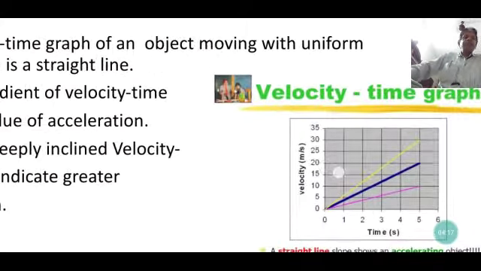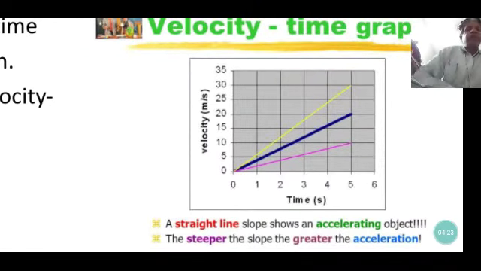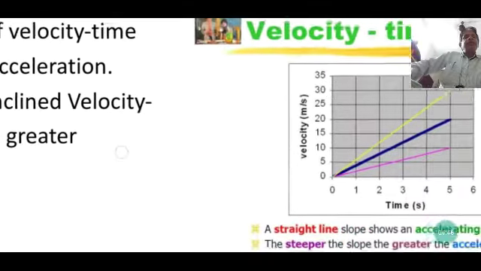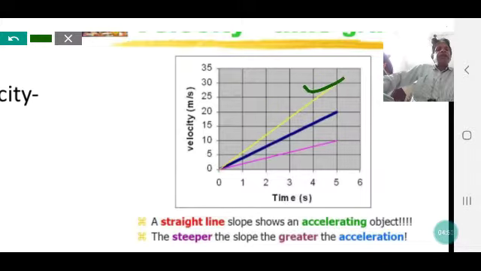Look here. The velocity time graph is a straight line. There are three velocity time graphs for three objects moving with uniform acceleration. The red graph is less inclined to the x-axis, so the slope of the red line is the least, the slope of the yellow line is the greatest, and the slope of the blue line is intermediate.